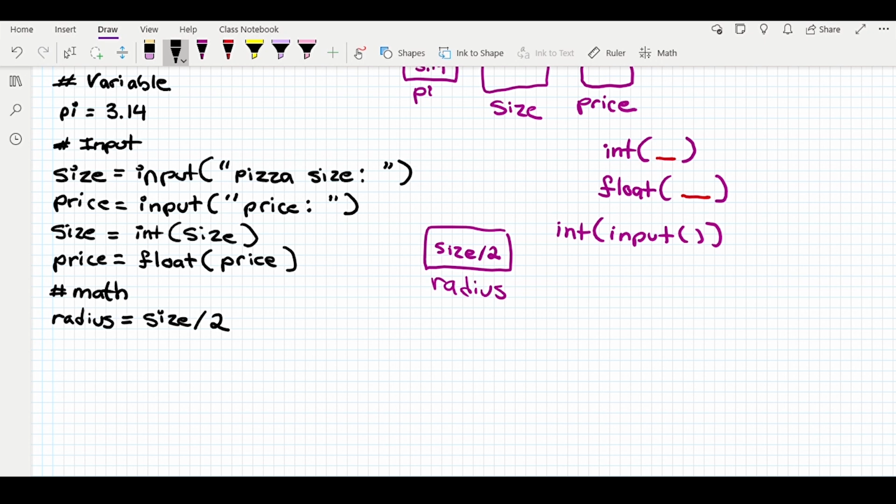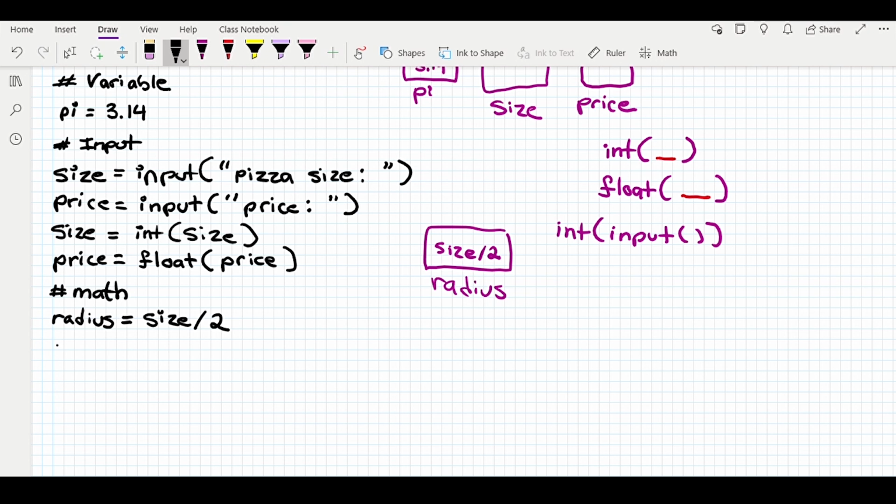Whatever size the user inputs, the radius is going to be equal to whatever size the person puts into the program divided by 2. If they put in the number 10, radius equals size divided by 2. Size is 10. 10 divided by 2 is 5, so radius is 5. If they enter 200, it's going to be 100. That's a really big pizza. If they enter 14, we get 7, and so on and so forth. So that's the radius. Now it's time for the area.